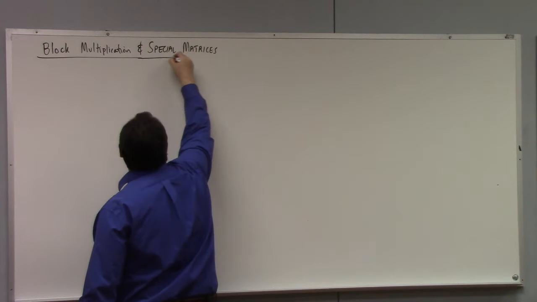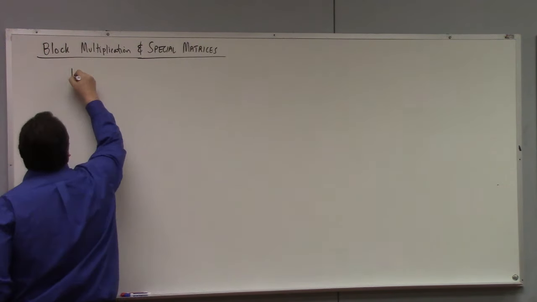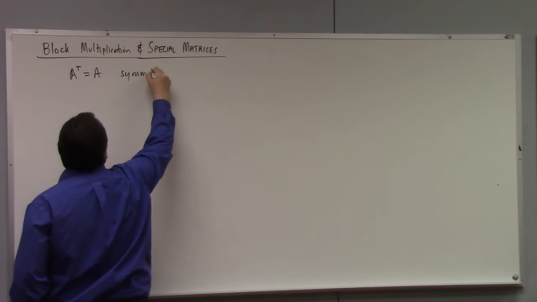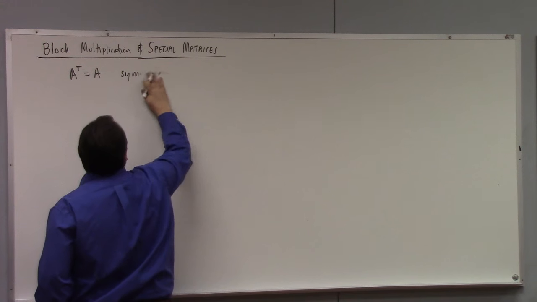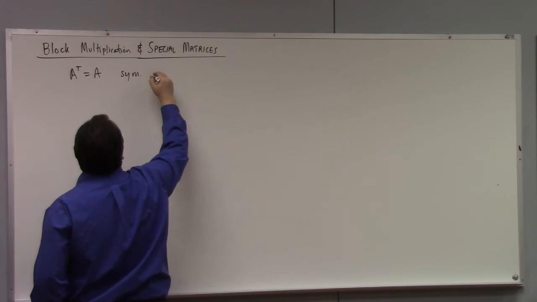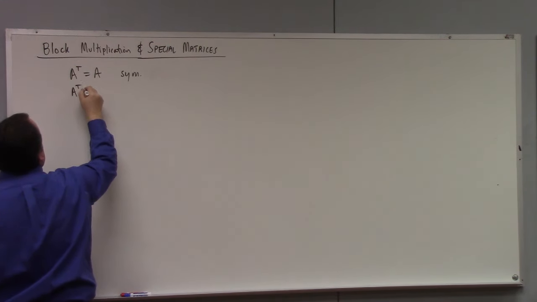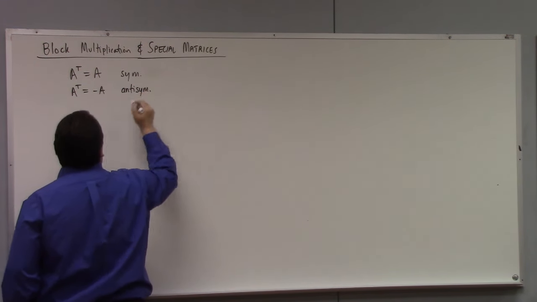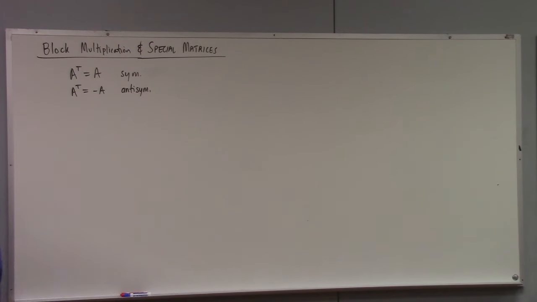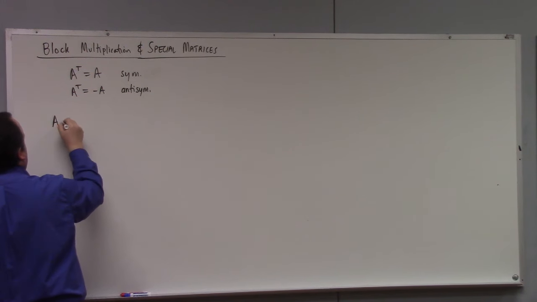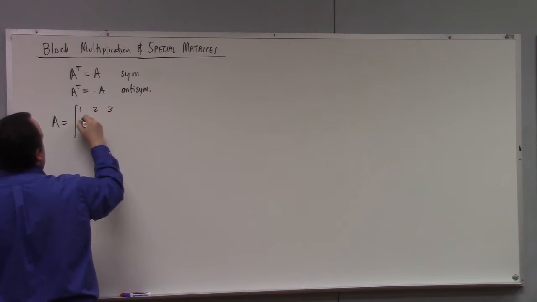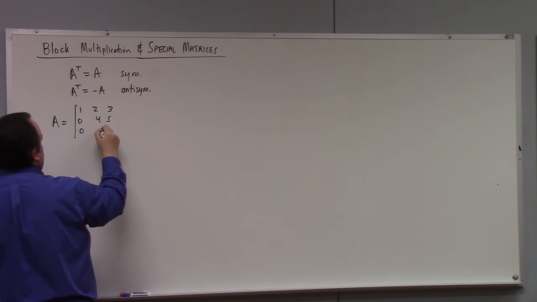So just to reiterate the list here, A transpose equals A is a symmetric matrix, right? There we go, symmetric matrix. A transpose equals minus A is an anti-symmetric matrix, or you might call it a skew symmetric matrix. We talked some about those. But what would you say if the matrix looks like this? Let me just make one up. 1, 2, 3, 0, 4, 5, 0, 0, 6.